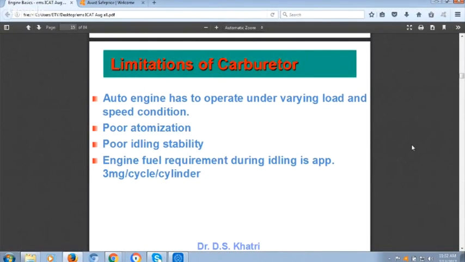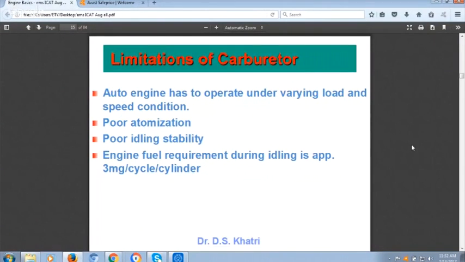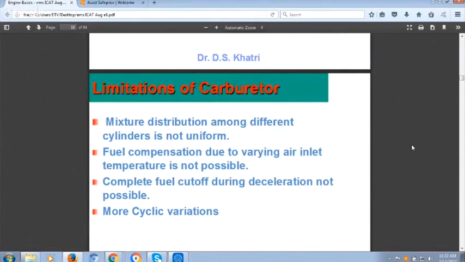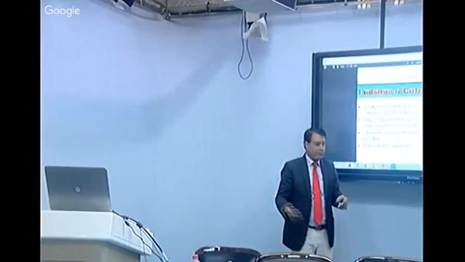I can tune a carburetor, suppose, at 50 km/h speed and constant 2000 RPM, and it can give this quantity. But whenever I change the speed and load, the carburetor cannot handle this dynamic response. That is the limitation of the carburetor. Besides this, as I already told you, in a multi-cylinder engine, because the carburetor is at the center, I have to give the fuel to all the cylinders. The mixture distribution is not uniform. Cylinder number 1 may get different, 2 may get different, 3 may get different because of the length.